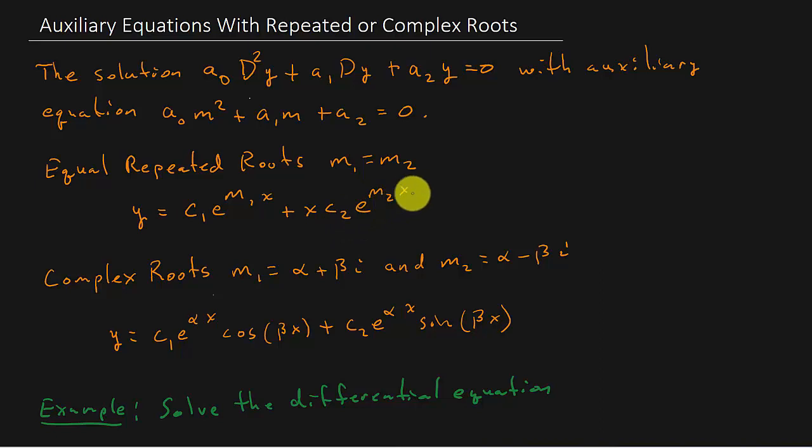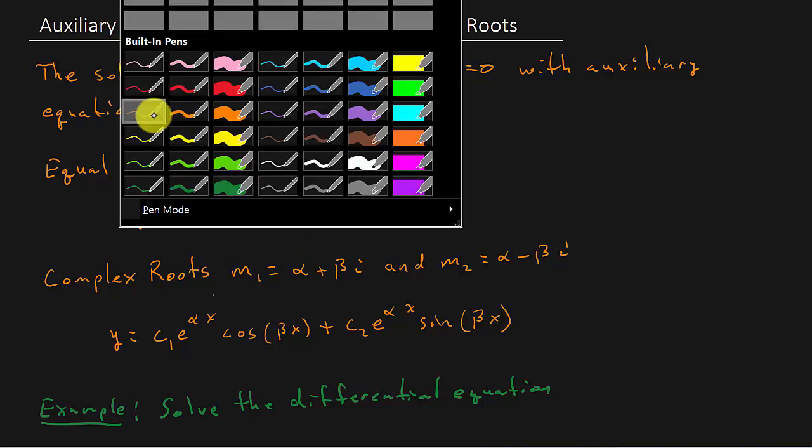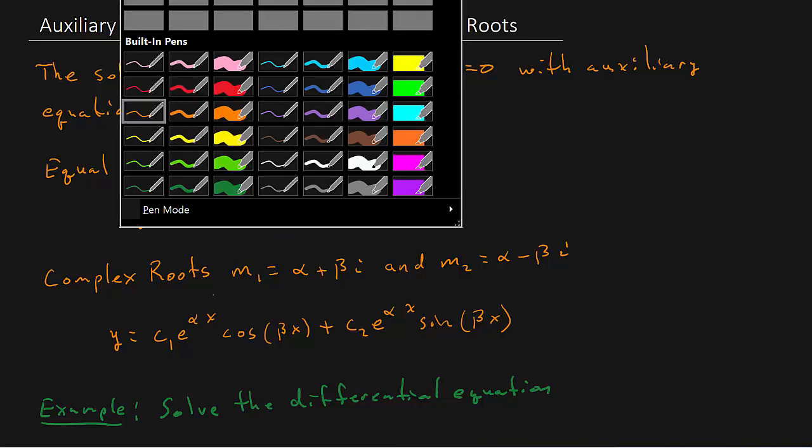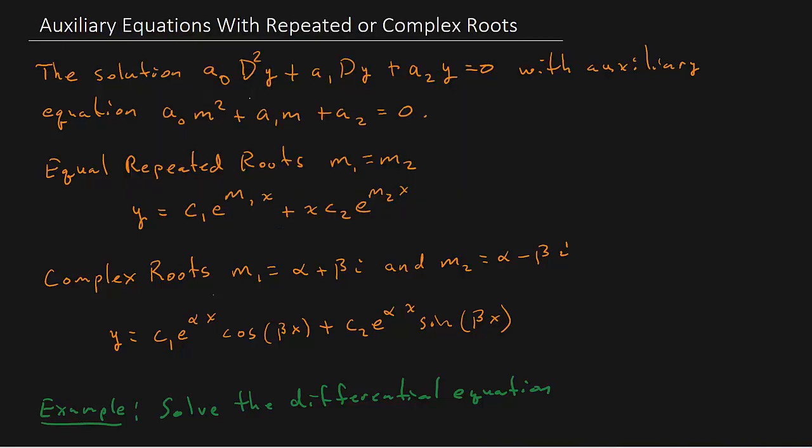So if you watch the last video, in the last video there was no x here. Okay, that was the difference. This x right here was gone, and that was your solution. But when we have repeated roots, you got to multiply the x times that.